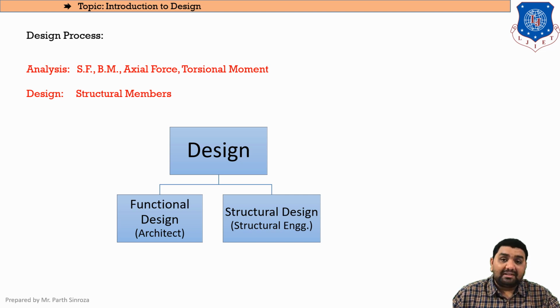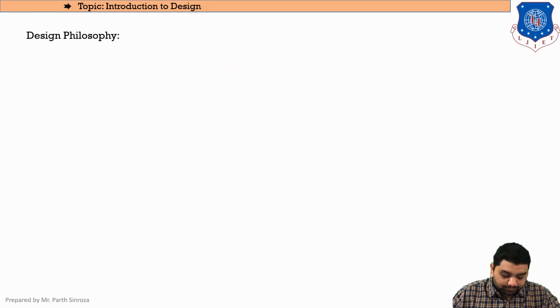Clear? Structural design is being handled by the structural engineer, whereas functional design is being handled by the architect. So both are providing equal opportunities and an equal part in the construction of a building. So moving forward, we will be discussing our first theory, that is design philosophy. This design philosophy can be asked in the RCC portion too or in the steel portion too. For both cases, the answers will be the same.